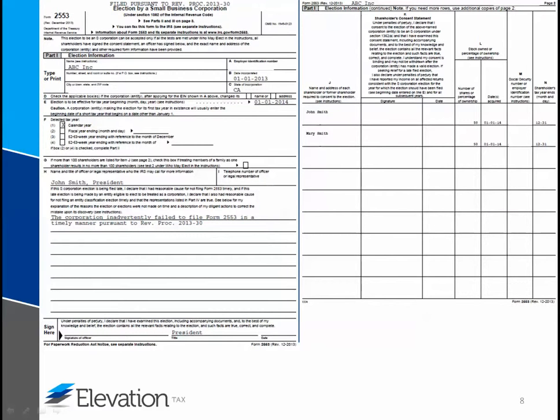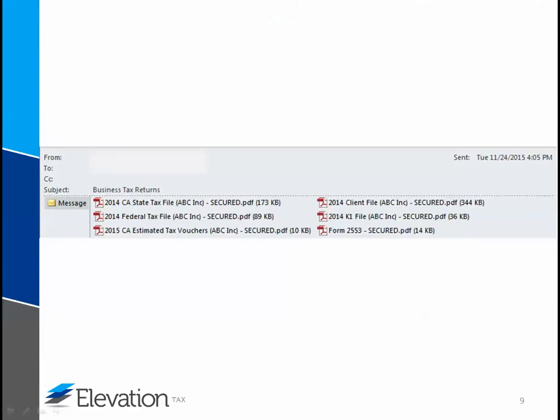Here are the first 2 pages of Form 2553. Any officer of the corporation needs to sign and date the bottom of page 1. On the second page, each shareholder needs to sign and date next to his or her name. These 2 pages will need to be sent to the IRS along with the federal tax file. The federal tax file is the return you'll need to print, sign, and mail to the IRS.